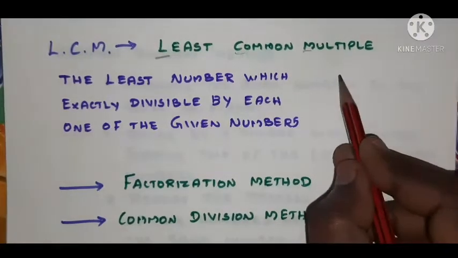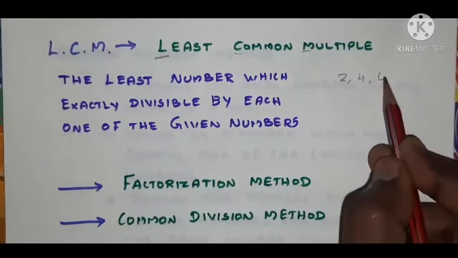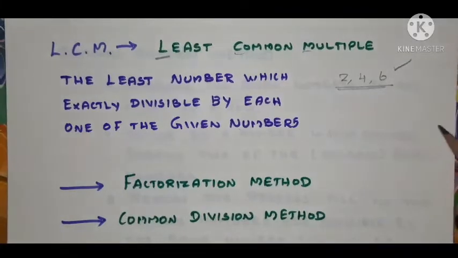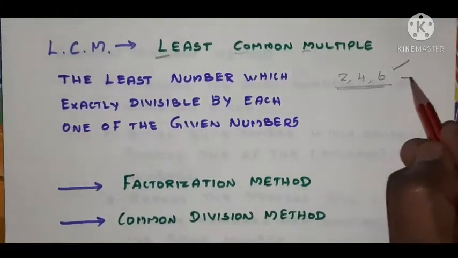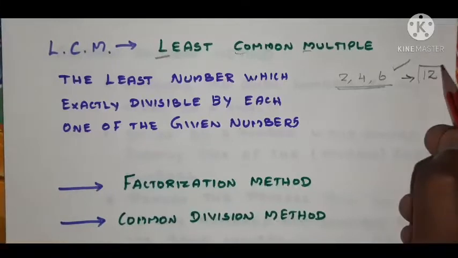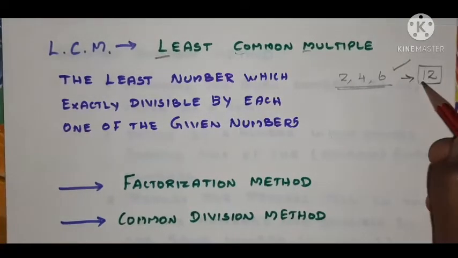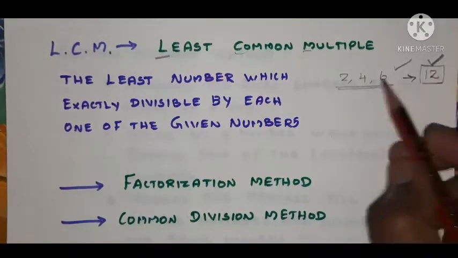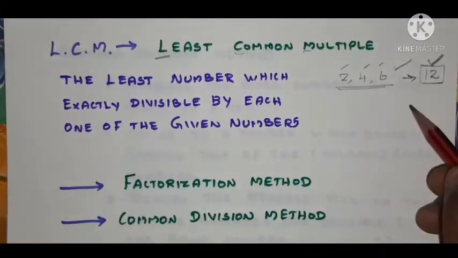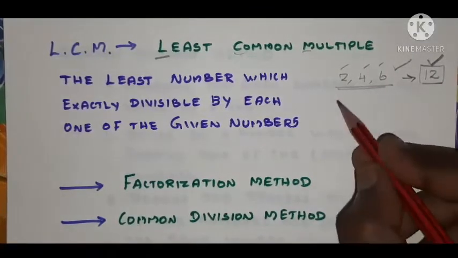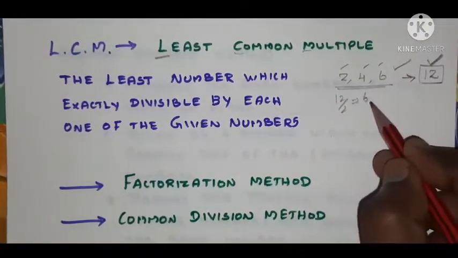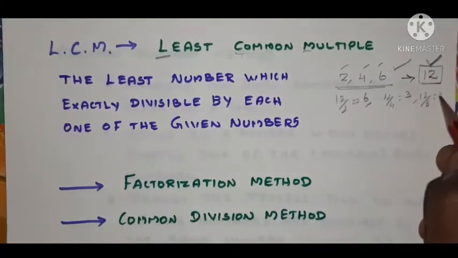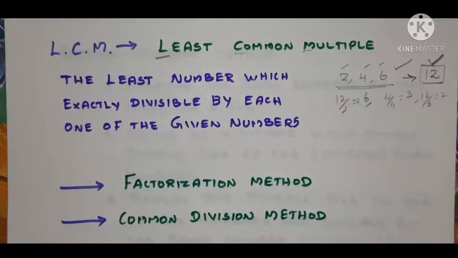For example, if you take 2, 4 and 6 and want to find the LCM of these numbers, the value is 12, right? Why 12? 12 is the smallest number which can be divided by all these three numbers without any remainder. We know that 12 by 2 gives 6, 12 by 4 gives 3, and 12 by 6 gives 2. So we will not get any remainder, right?